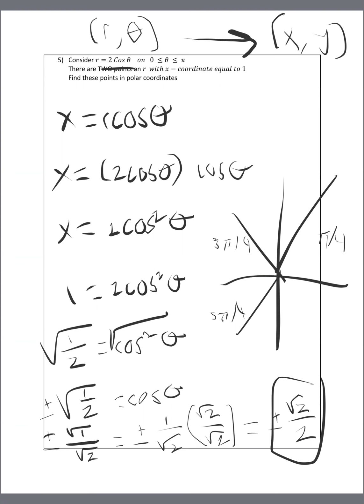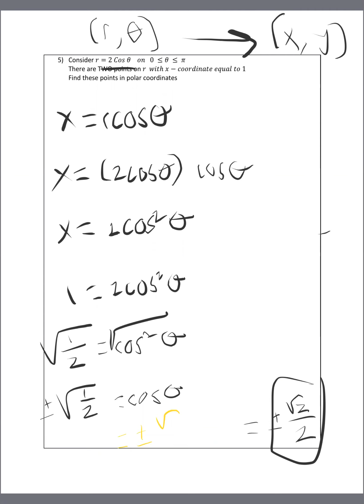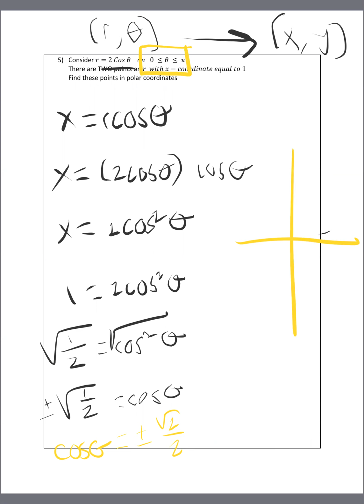But basically, let me just erase all this work that I did here, just so that it's a little bit clearer. We're trying to find when this cosine of theta is equal to plus or minus radical 2 over 2, and like I said, it's going to be whenever you have the pi over 4 values. So remember, before I write these values, we're only looking from 0 to pi. So we're only looking from here to here.